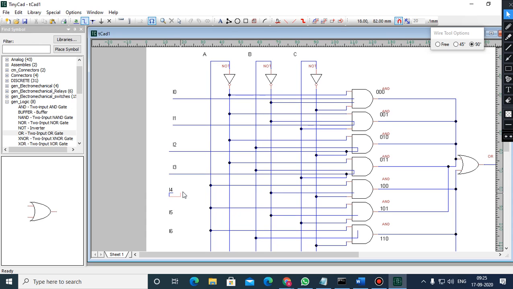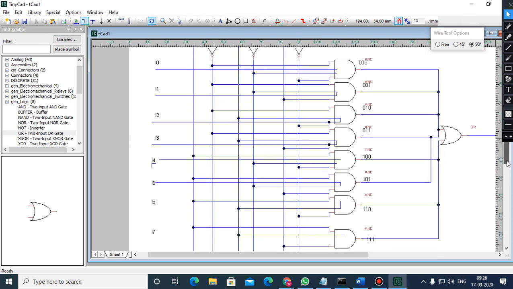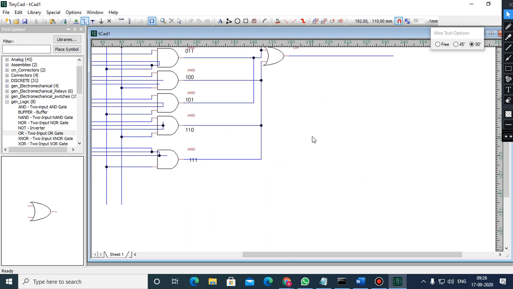I hope you people have understood and easily you can construct. It is I4 connected and this is I5 which is connected, and finally I6 and I7. This is I6 and this is I7. So children, this is multiplexer.